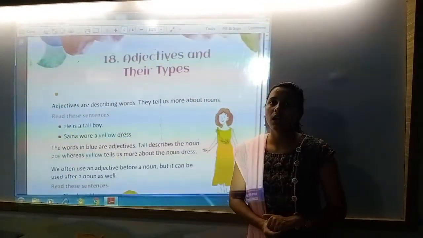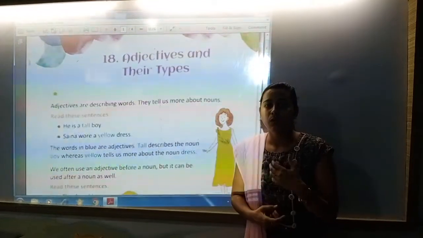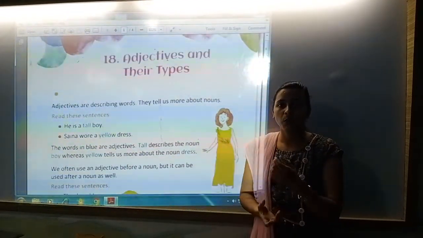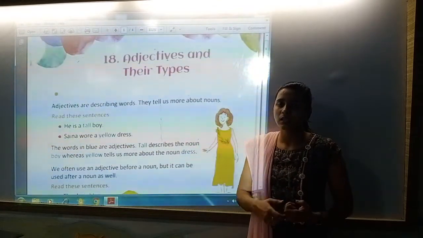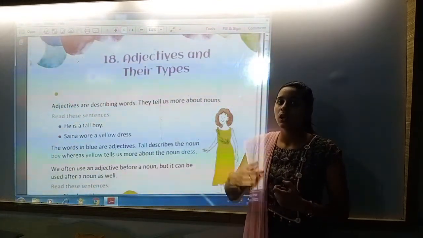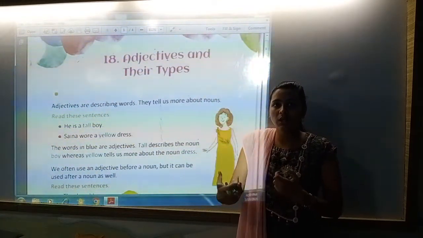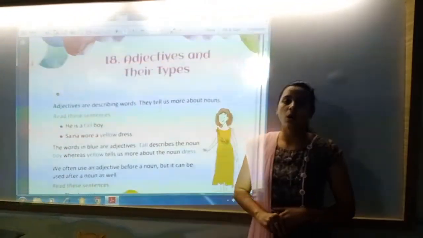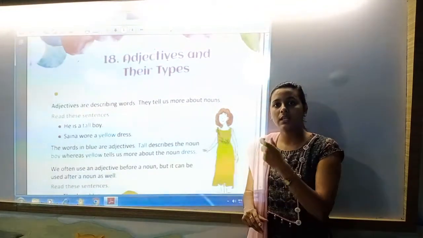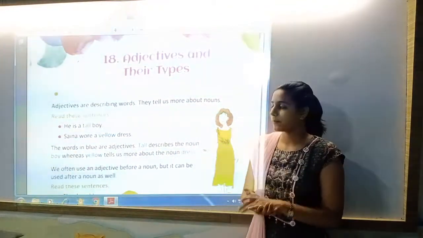He is a tall boy. Who is tall? The boy. So boy is the noun. How is the boy? Tall. That means tall is the description given for boy. That is called describing word or adjective. So tall is the adjective of boy.